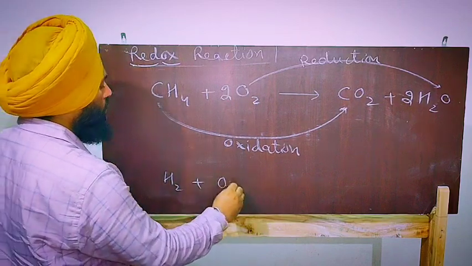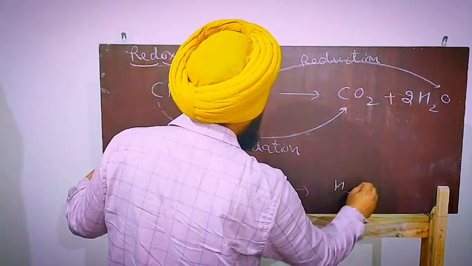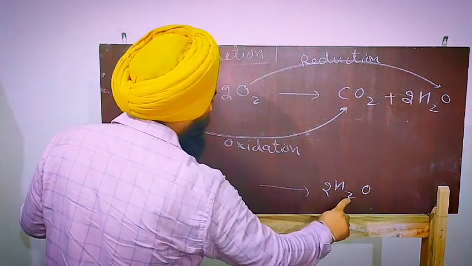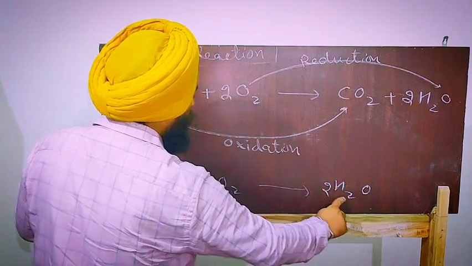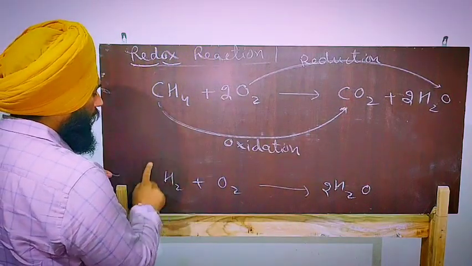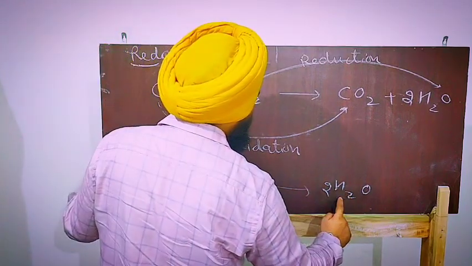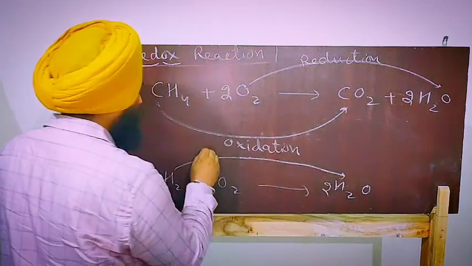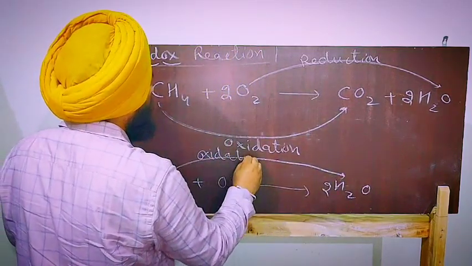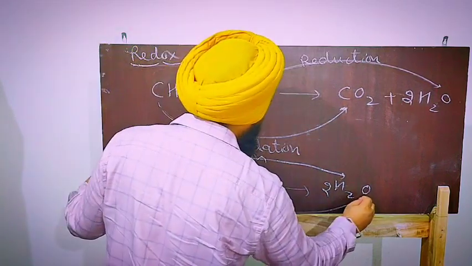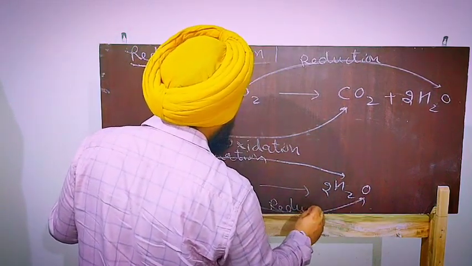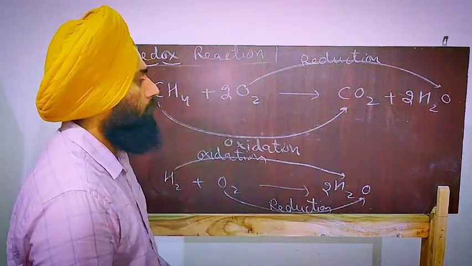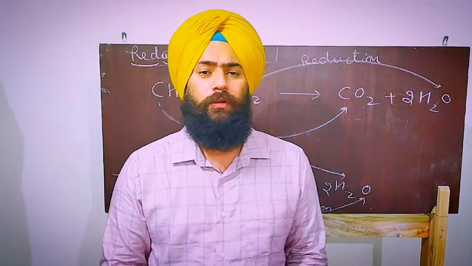Another example is H2 plus O2 reacting to form H2O. Here oxygen is added to hydrogen. On the reactant side hydrogen is alone, but on the product side hydrogen is linked to oxygen. Hence hydrogen undergoes oxidation and oxygen undergoes reduction, because in oxygen hydrogen is added. Okay, so try to remember redox reactions.